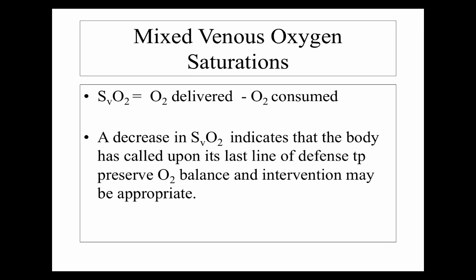I'd like to talk to you about the SVO2. Again, this is a primary parameter. If you go back to the standards and guidelines, it talks about this as being one of those things that helps drive us in terms of are we adequately perfusing the patient? This is one of the primary ones that we look at. It's not the only picture. It can mislead us at times, but a decrease in SVO2 must indicate the body is called upon its compensatory mechanism, a last line of defense, to preserve oxygen balance, and intervention may be appropriate.